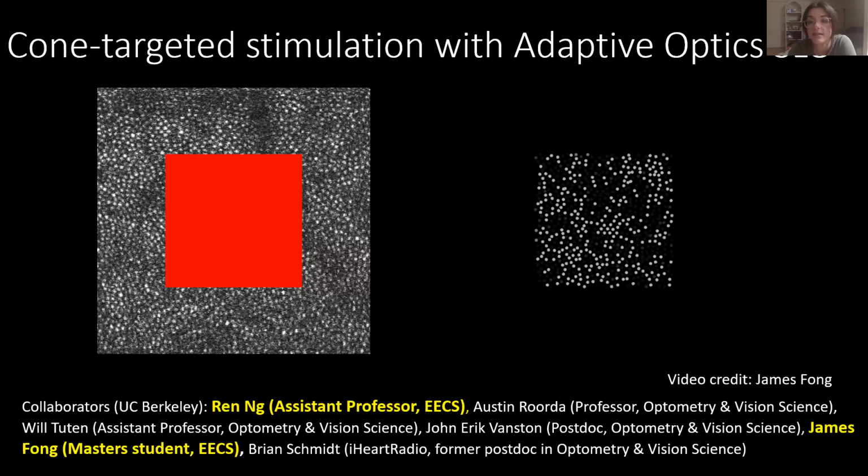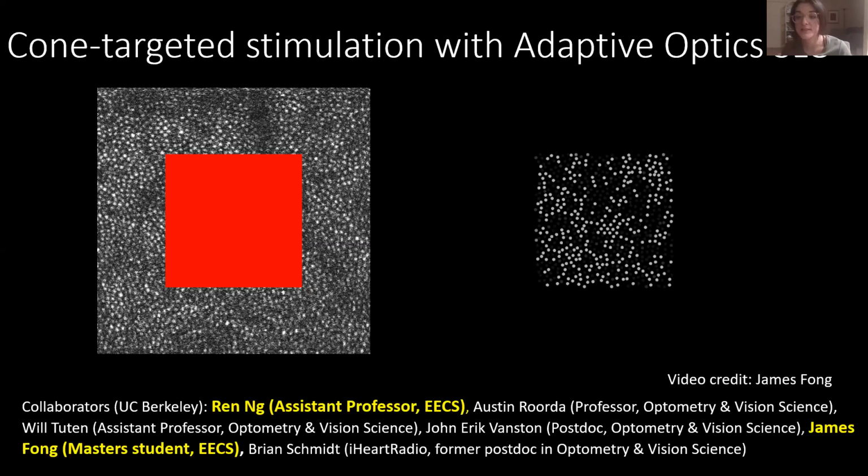So to that end, I just want to describe briefly some of the work that we're doing at UC Berkeley, where we're using adaptive optics, or AO, which is a set of techniques that corrects the aberrations in the eye's optics and allows for retinal imaging and stimulus presentation at the resolution of single cone photoreceptors.